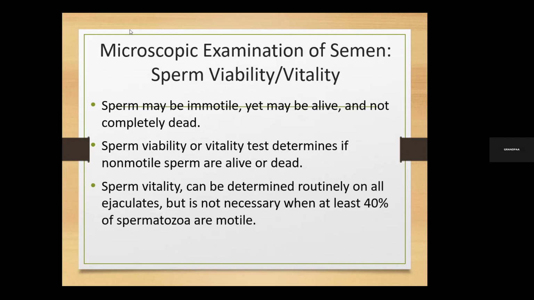It can be determined routinely on all ejaculates. If you want to do it for every semen analysis, fine. But it is not necessary when at least 40% of the sperms are motile, just as I explained earlier. If you want to do it as part of everyday semen analysis, fine, for academic purposes. But it is virtually unnecessary if your sperm motility is high. You don't need it. It doesn't add anything to the result.